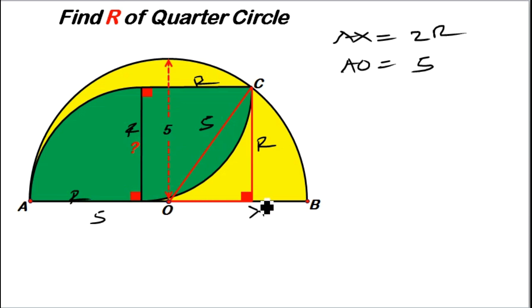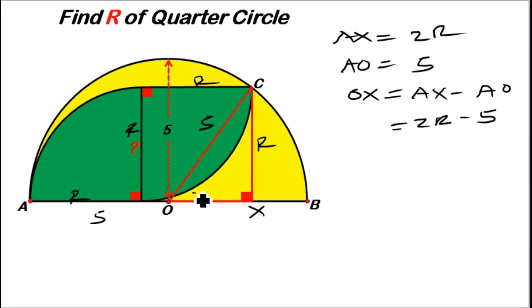So what about O to X? For you to get the length from O to X, it means it is from A to X minus A to O. So OX is going to be AX minus AO. Then you get that length OX to be 2R minus 5, because AX is 2R and AO is 5. So it means from O to X is 2R minus 5.